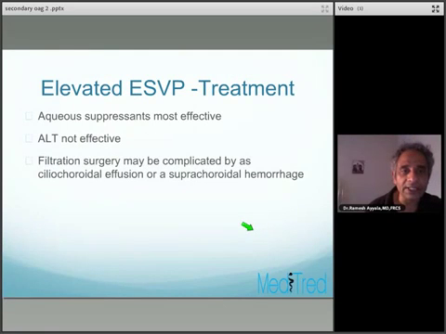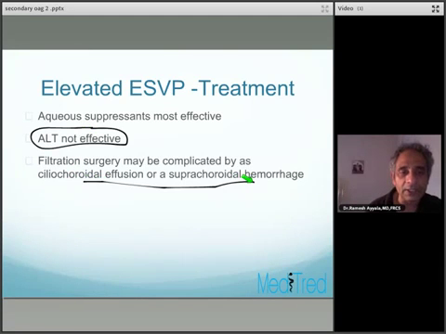Treatment in these cases from the glaucoma point of view, aqueous suppressants are most effective. ALT again is not effective in this situation. Filtration surgery may be complicated by cilio-choroidal effusions or suprachoroidal hemorrhage, so you've got to be careful. The particular patient that I talked about, I did a glaucoma drainage device implantation for her, and she has done well in terms of control of intraocular pressure.